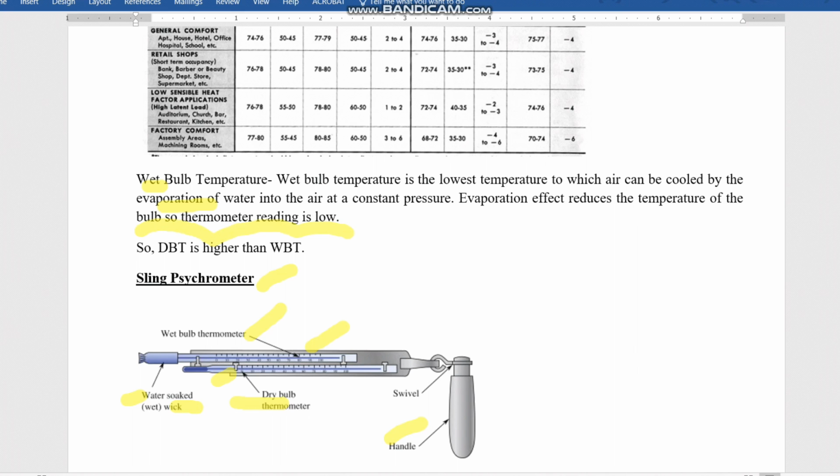So as I mentioned, the wet cloth will take the temperature of this wet bulb, as well as it will take the heat of that supplied air. So what will happen? Finally the evaporation effect will happen, and the final temperature of this wet bulb will be low compared with this dry bulb temperature. So that is a concern.